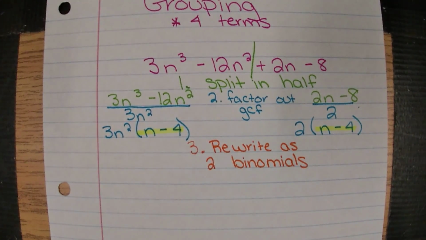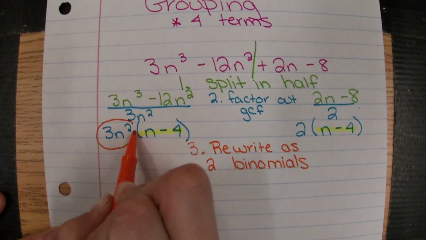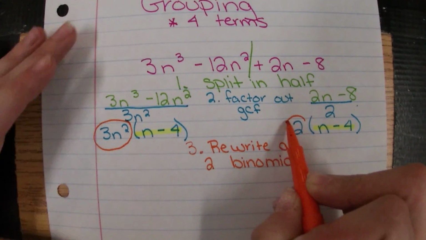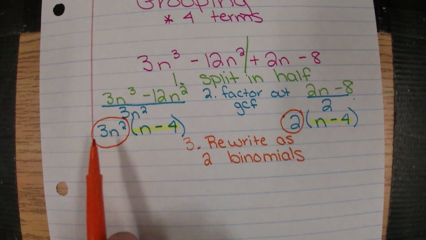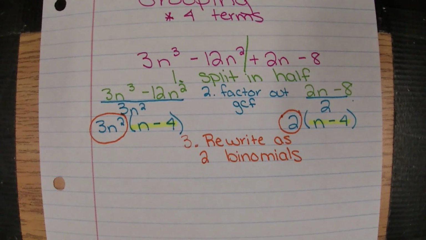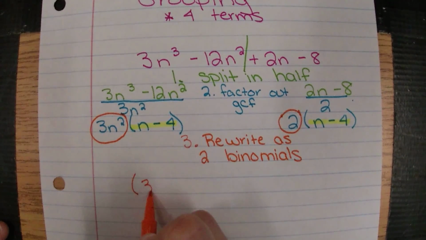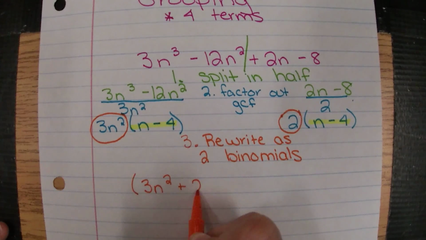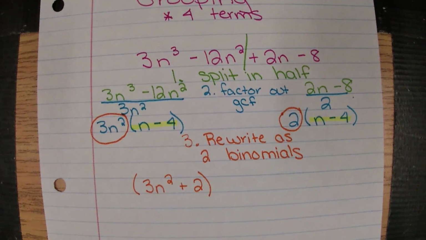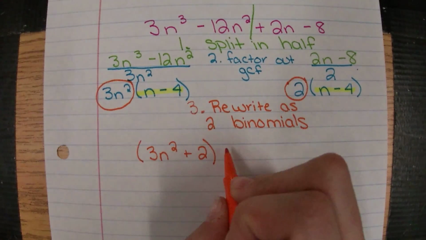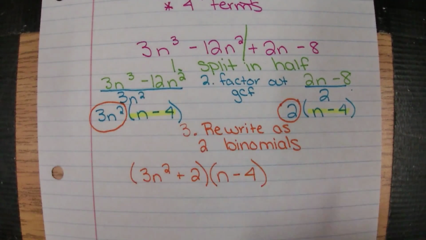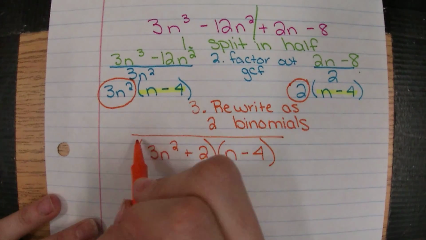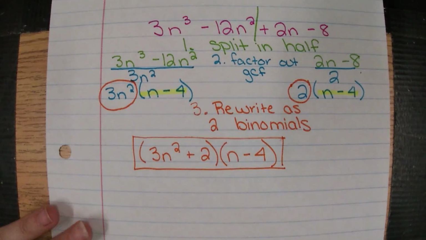The way that we are going to do that is we are going to take the 2 GCFs that we pulled out in front, and we're just going to set them next to each other. They're not like terms, so I can't actually add them. So I'm just going to put a 3n squared and a positive 2. My other binomial is just going to be this common one that I have, n minus 4. And this is going to be our factored answer.